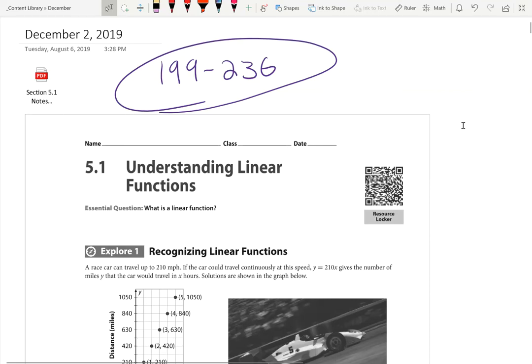All right, so in this next chapter, chapter 5, we're talking about linear functions. Now, a linear function is just a line. That's all it is. These lines have different slopes, but nevertheless, they are still just lines.